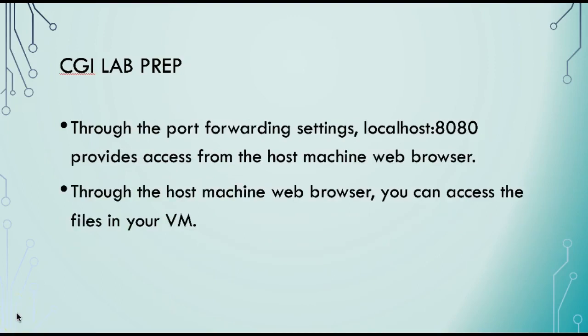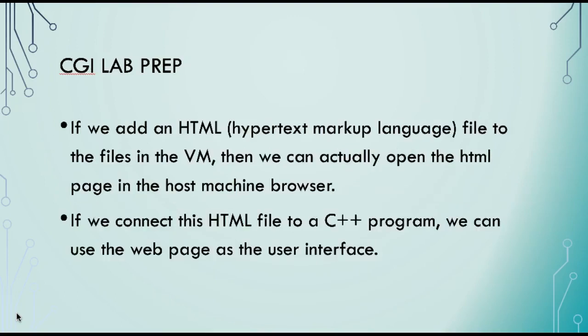We've been using the port forwarding settings that allow us to access files from our VM just using the host machine web browser through localhost 8080. This is going to be very convenient for this lab. So if we add an HTML file, or in other words, a web page, to the VM, we can open the HTML page in the host machine browser as a web page. And then if we connect this HTML file to a C++ program that we write, we can use the web page as the user interface.